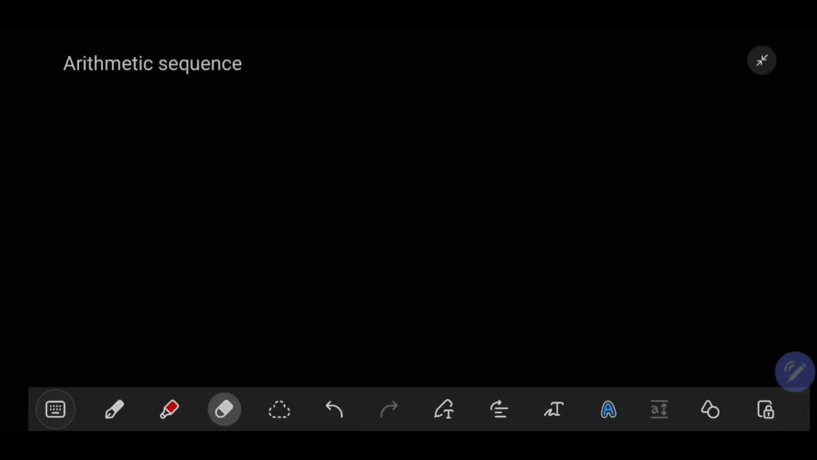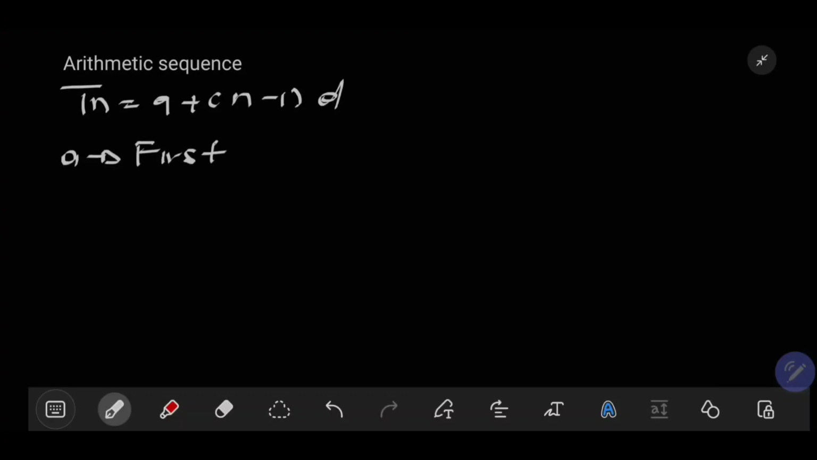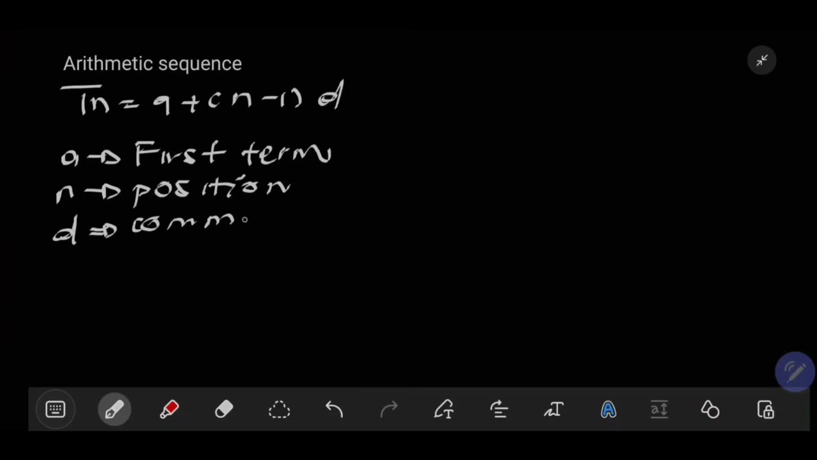Right, in this session, I want us to check the concept of arithmetic sequence. The formula is given by Tn equals A plus (n minus 1) multiplied by the difference D. Tn represents the term value, A is the first term, n is the position of that value, and D is our common difference.